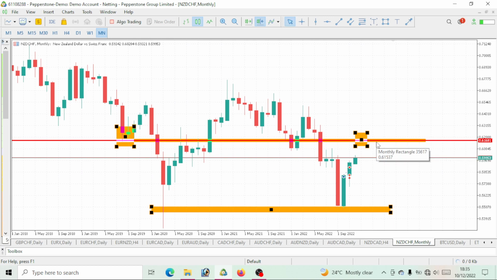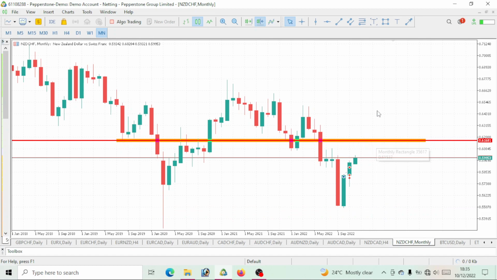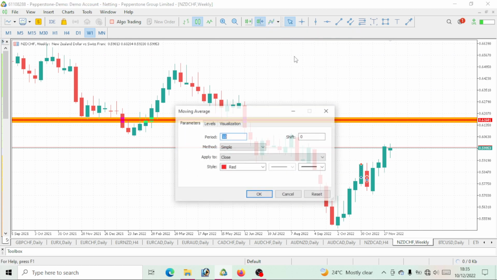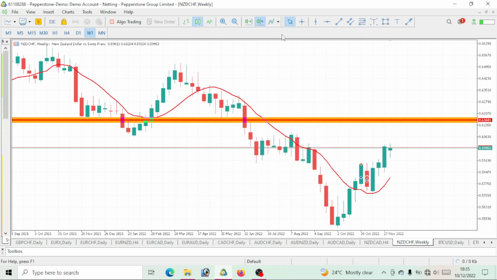0.61681. So New Zealand Swiss franc, watch out for that level. Now let's take a look at this weekly time frame, and we would add our 10 period moving average to guide us. Now we all know that once this price is trading above our moving average, especially the 10 period moving average, which is the fast moving average, clearly that is a bullish move. You have to go long. So this is what we are having on New Zealand Swiss franc.